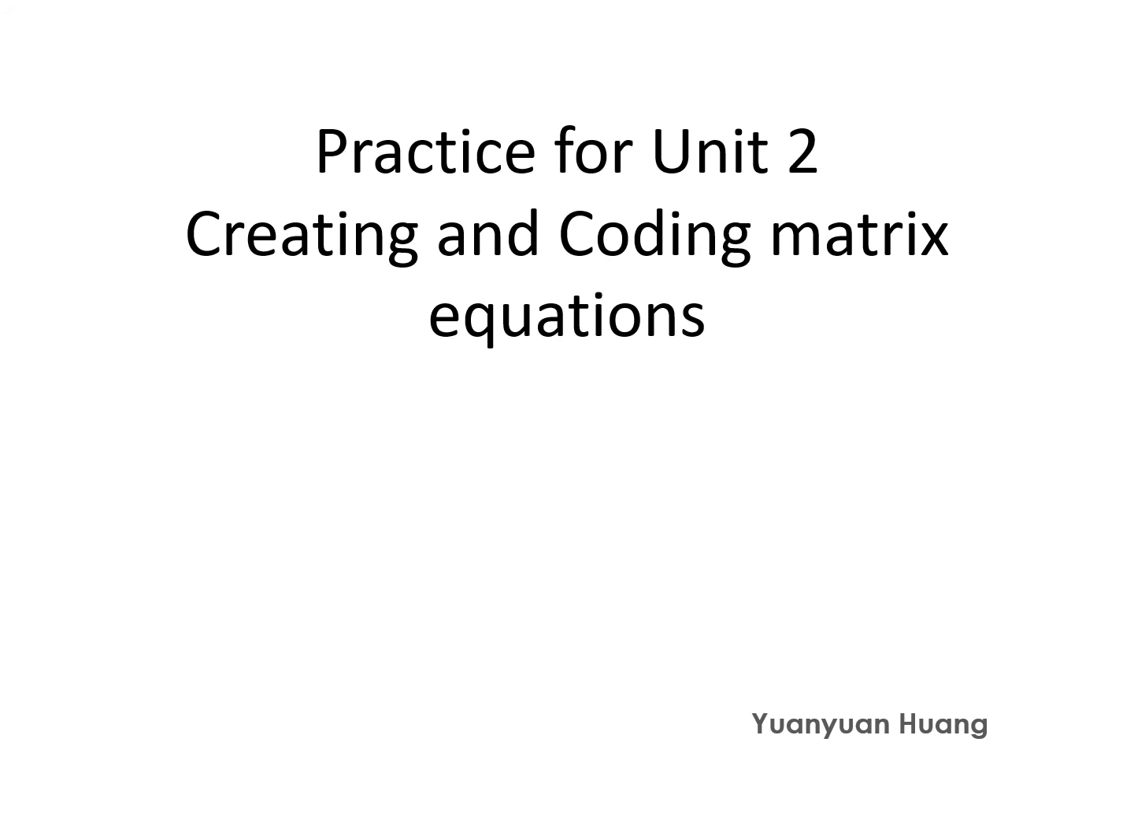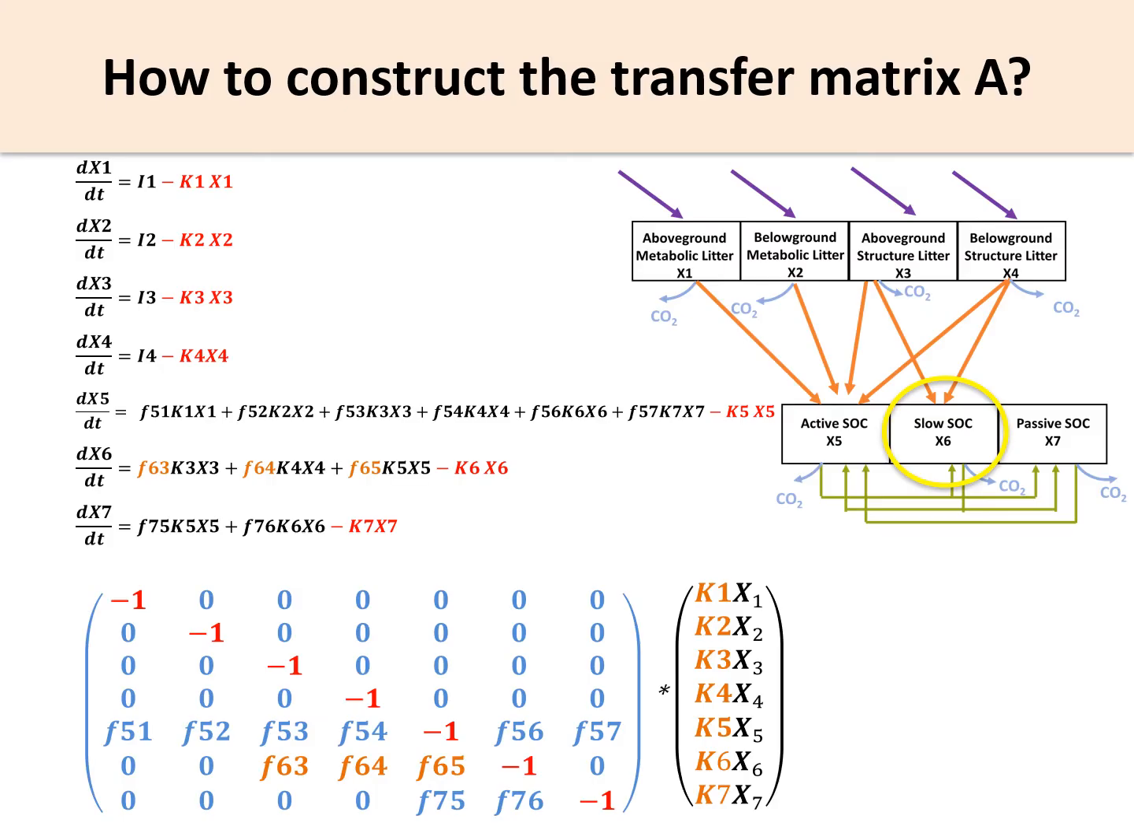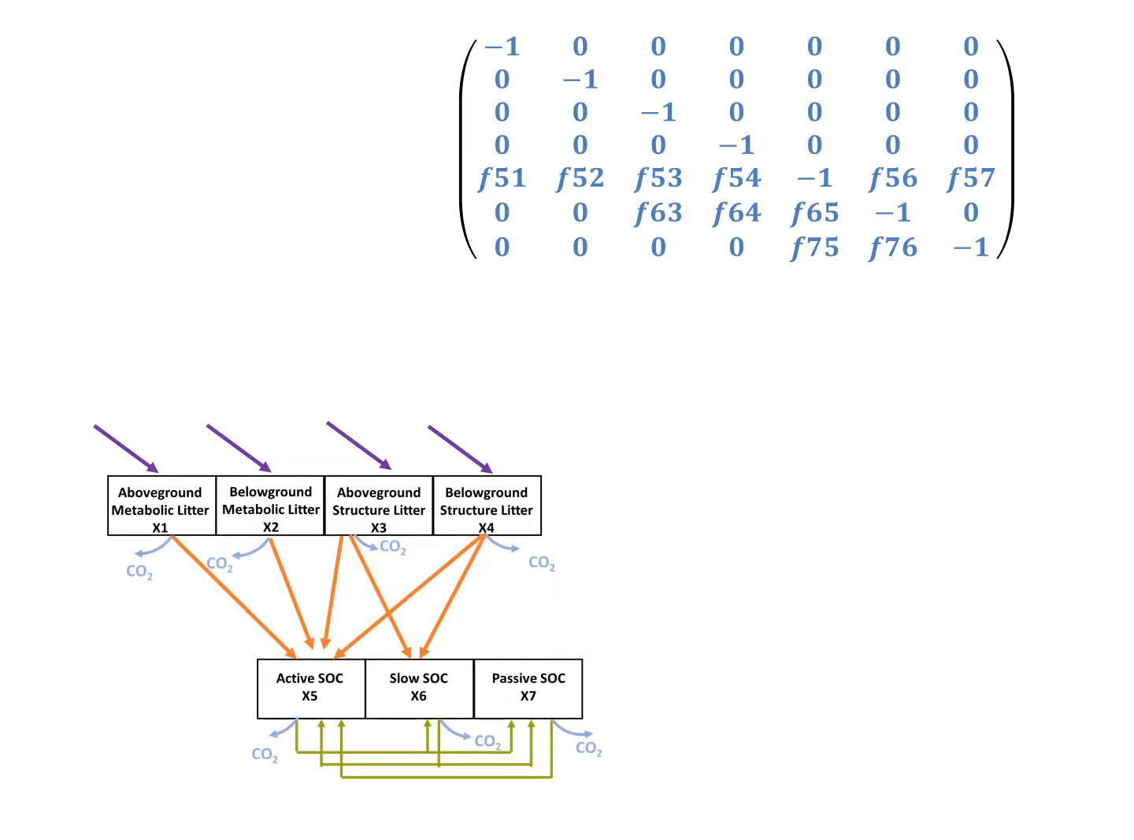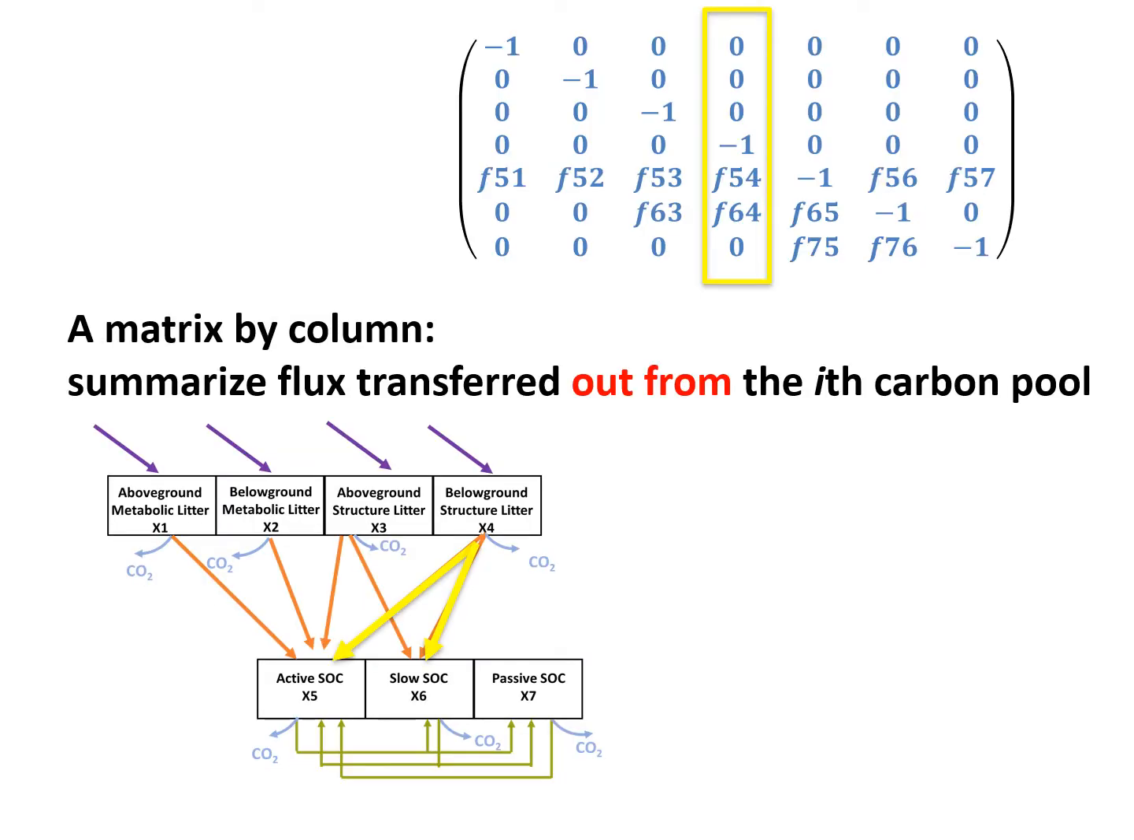Hi everyone, here I'm going to give instructions on practice for Unit 2, creating and coding matrix equation. As I mentioned in the previous lecture, to construct a matrix equation, the most difficult part is about the transfer matrix, the A matrix. So here I'm repeating the meaning of each row and column of the A matrix.